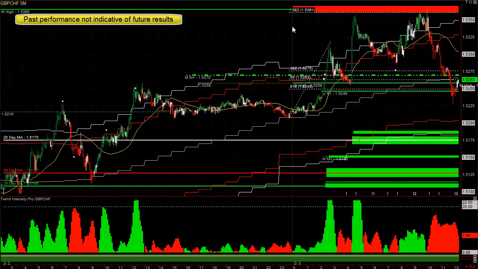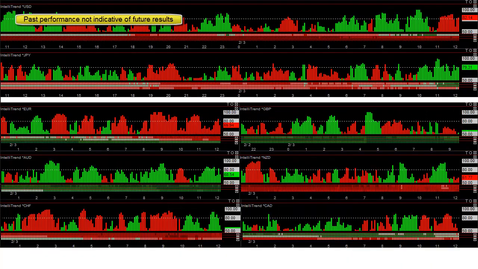You know, about an 80 plus pip move. And you might have also bought this little pullback right here, probably lost 5 or 10 pips on it, bought it again. This one right here maybe made 25. But excellent use of the currency meter. Strong pound, weak Swiss, both.